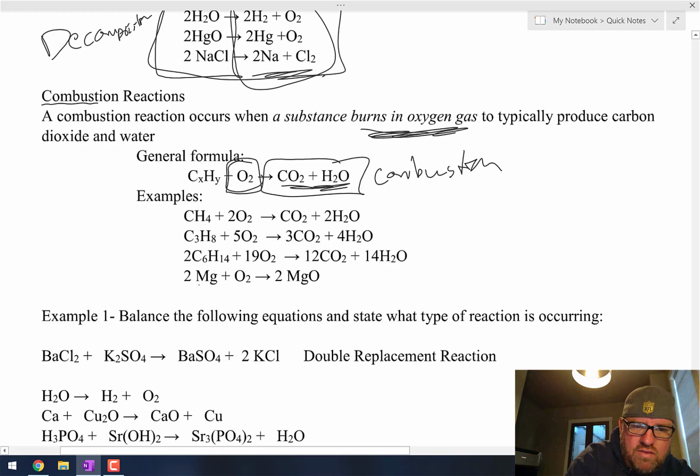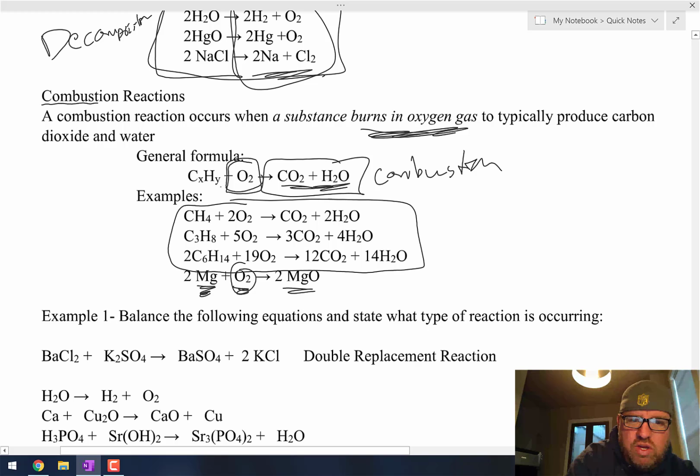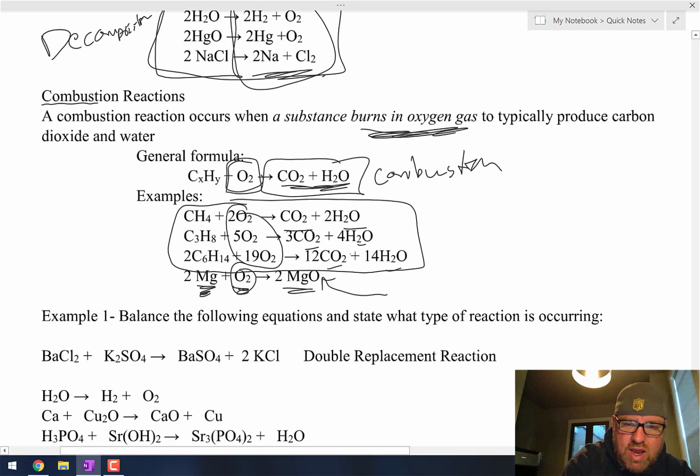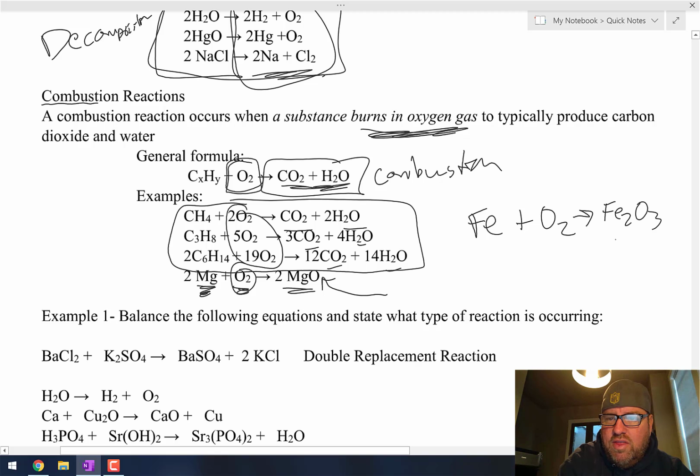Okay, but you'll notice here that if you take a piece of magnesium metal and you put it into a flame, it will burn, and it will react with the oxygen in the air and create magnesium oxide. Now, these three right here, I would expect you to know, oh, it's something reacting with O2, it's making CO2 and H2O. Those three, absolutely, 100% of the time, I would expect you to go, yep, that's a combustion reaction.